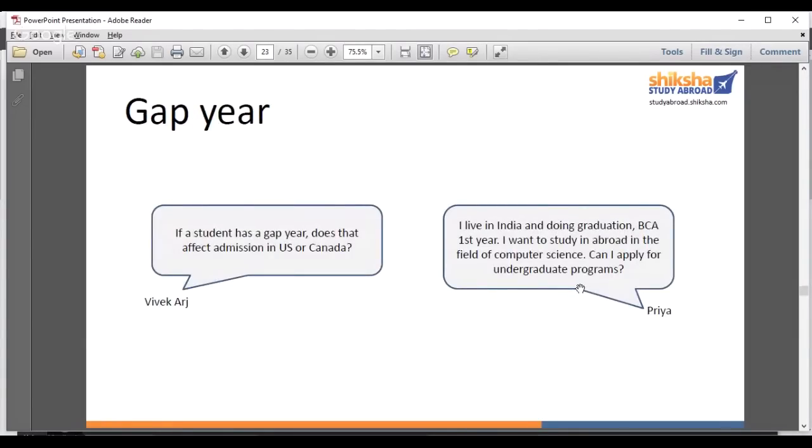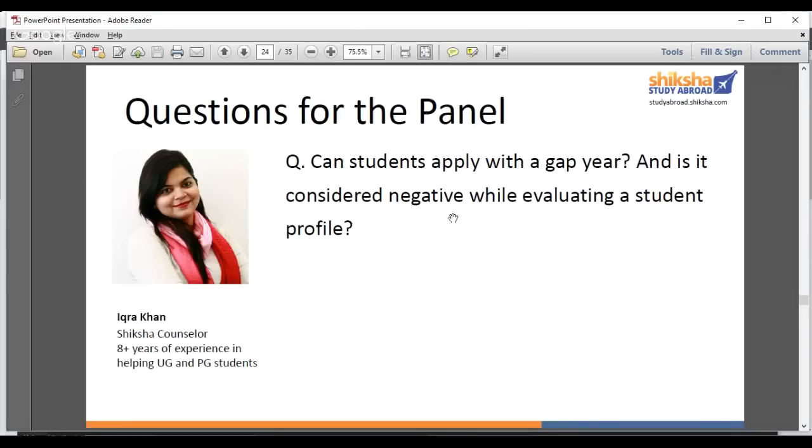Right. So moving on to the next set of questions, we have questions on gap year, and students are asking their doubts related to what they do if they've skipped a year after 12th. Can they still apply? So, Ikra, another question to you. Can students apply with a gap year? Is it normally considered a negative while evaluating a profile by the university?